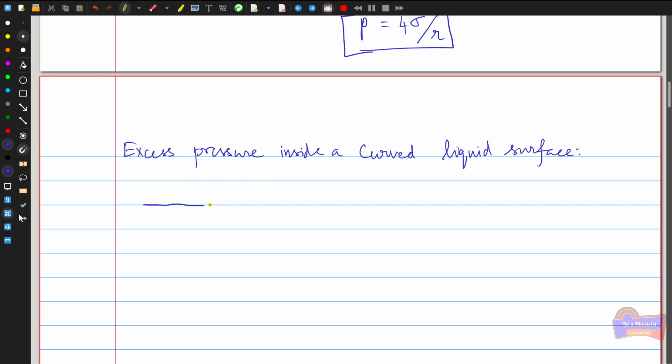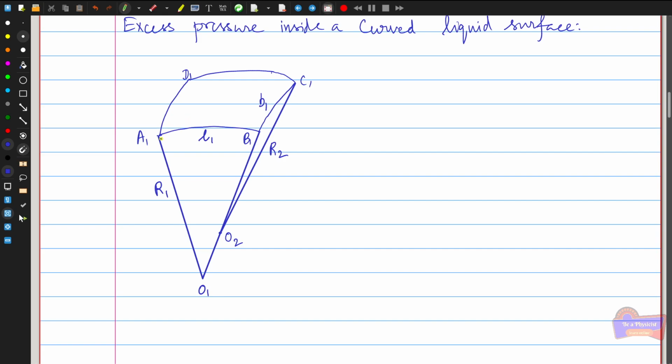rectangular element of the liquid surface, given by A1, B1, C1 and D1. Here A1B1 is the length and B1C1 is the breadth. A1B1 is a curved surface with radius of curvature R1 from the center O1. Similarly, B1C1 is also curved, and its radius of curvature is R2, which meets the center at the point O2.